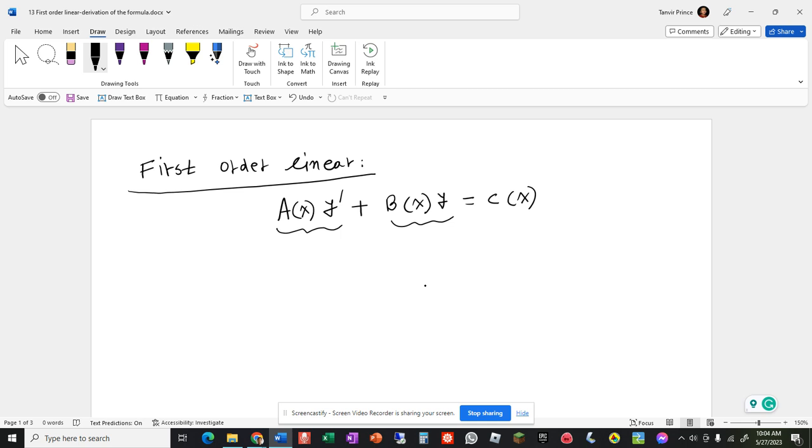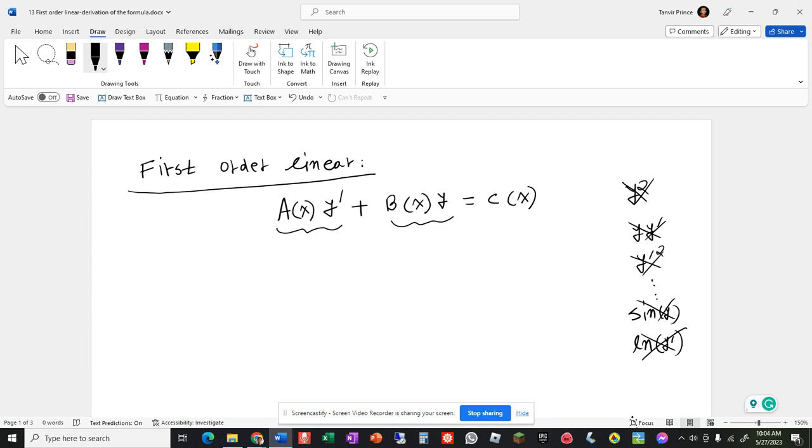In other words, there is no y squared, or y times y prime, or y prime squared, or y prime cubed, or y cubed, anything like that. And also y and y prime cannot be the argument of another function. So for example, we should not have sine of y or ln of y prime, something like that. Okay.